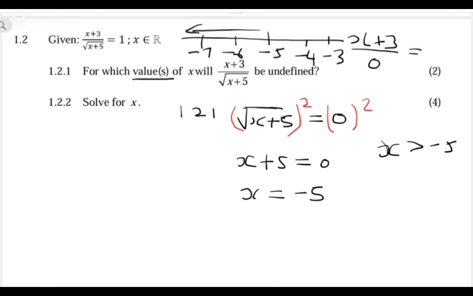It seems that each and every time when we do that, it's the only way that we're getting undefined. So we can conclude that the x values that are giving us undefined are where x is less than or equal to -5. So this is going to be your answer for this question. Moving on to the next.